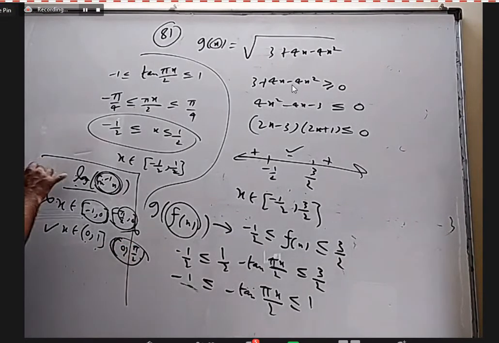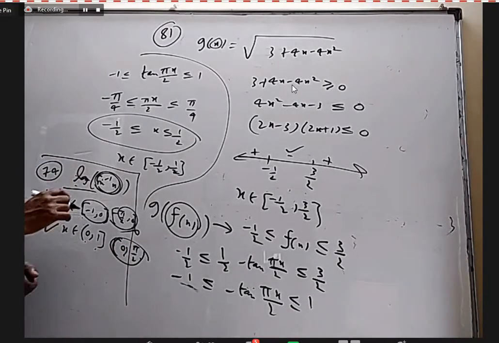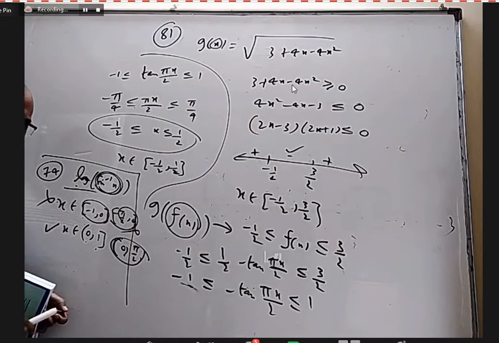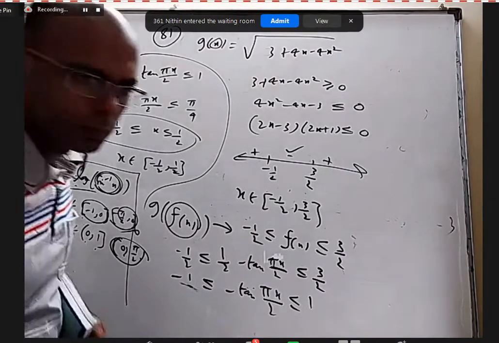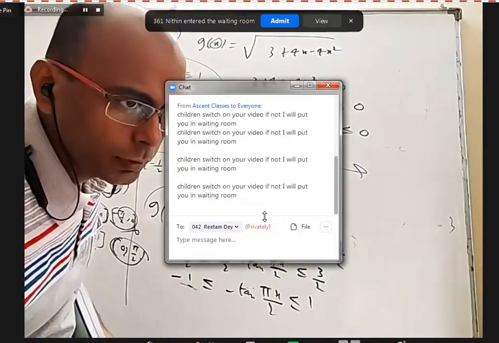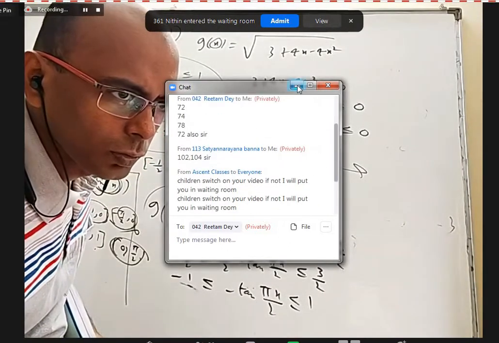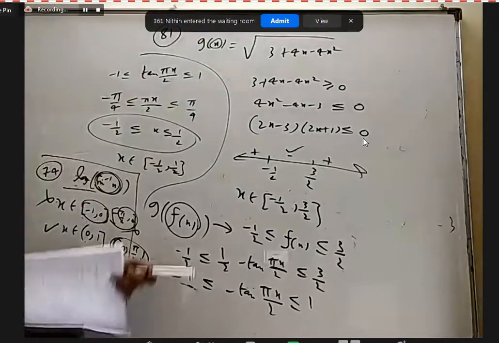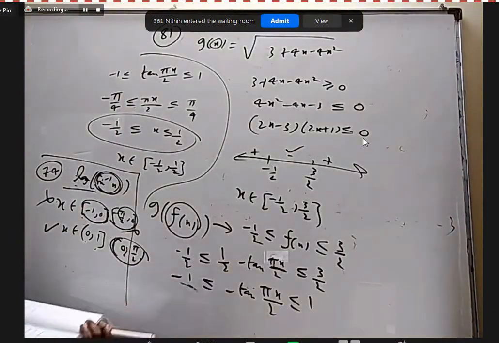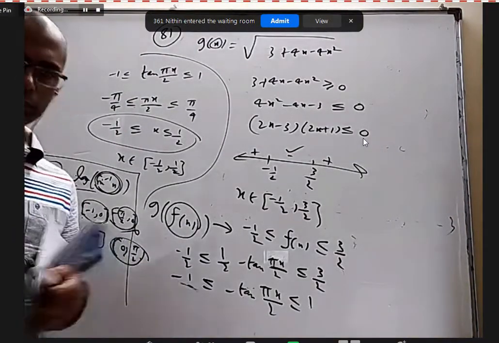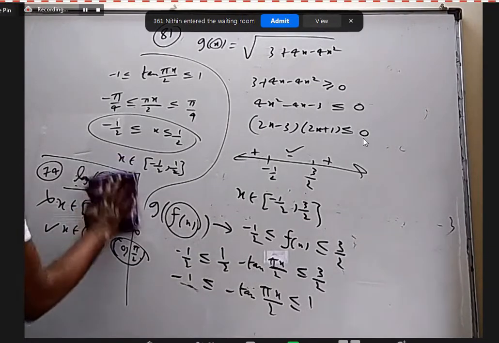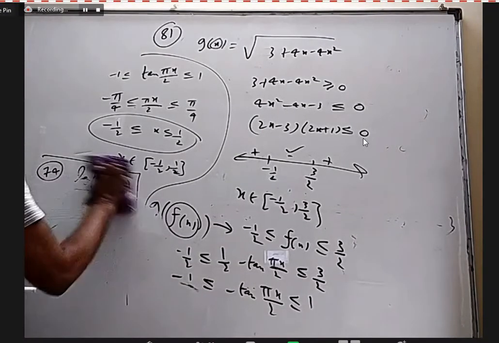This is 74. Whoever had a doubt about 74, is it clear? Ritam? Yes, sir. All right. Okay, up to 85, anybody, any other doubts? Sir, can you give an idea about 84 and 85, sir? Okay.